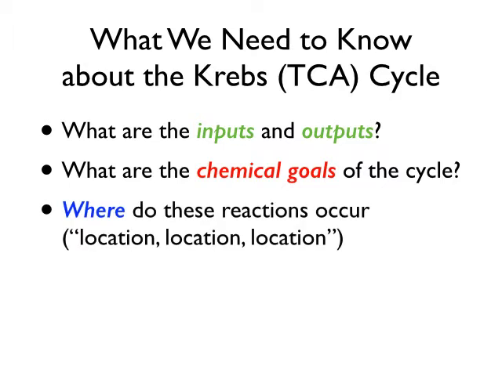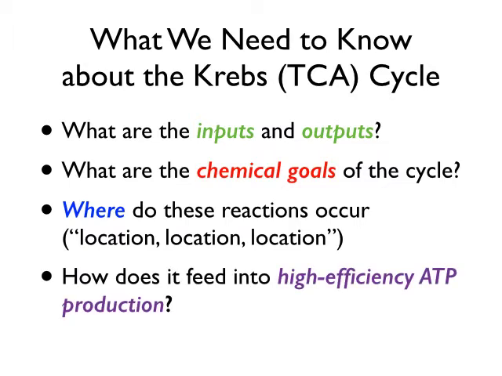As always, we want to remember where these reactions occur. Location is really important for biochemical reactions, and that is most certainly true of these reactions, as we'll see. And then finally, what we want to address is how does this cycle feed into high efficiency ATP production? Given the chemical goals of the cycle, how does that relate to the actual production of ATP that occurs during oxidative phosphorylation?